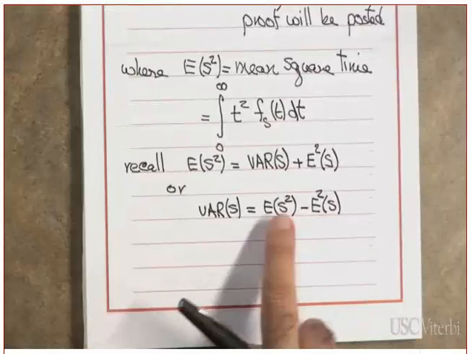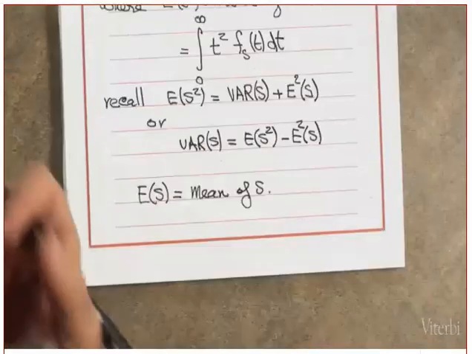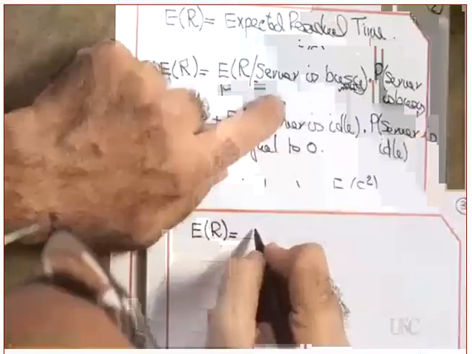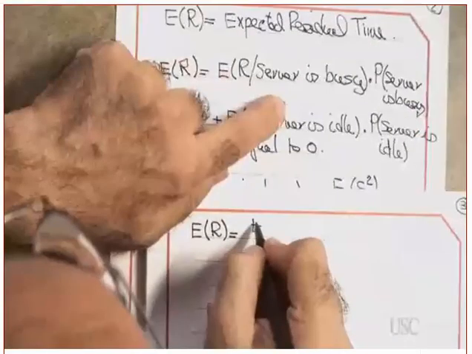I end up with E of S square over 2 E of S. What is this in words? This is the average residual time. Residual time means that when an arriving packet sees a packet in service, this is how long he is going to wait on the average until the packet in service exits the system. Clear? Are you following me on that? Okay.